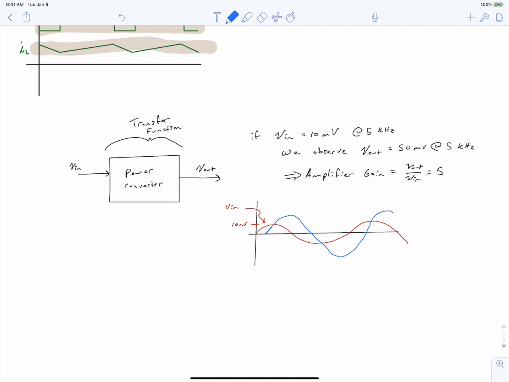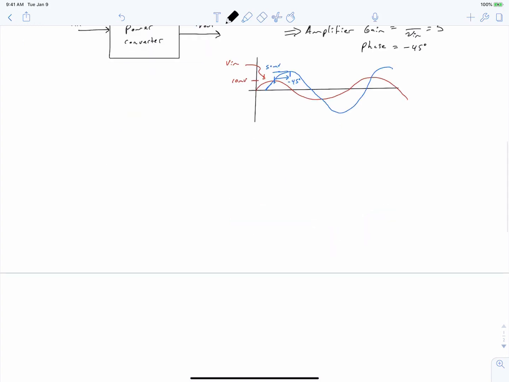So if this is Vout, we're saying that it has a peak of 50 millivolts, and it has a phase delay from here to here of 45 degrees, or a phase shift of negative 45. So we say that our amplifier had a gain of 5 and a phase of negative 45 degrees. And so now we know what our transfer function is doing at this specific frequency.